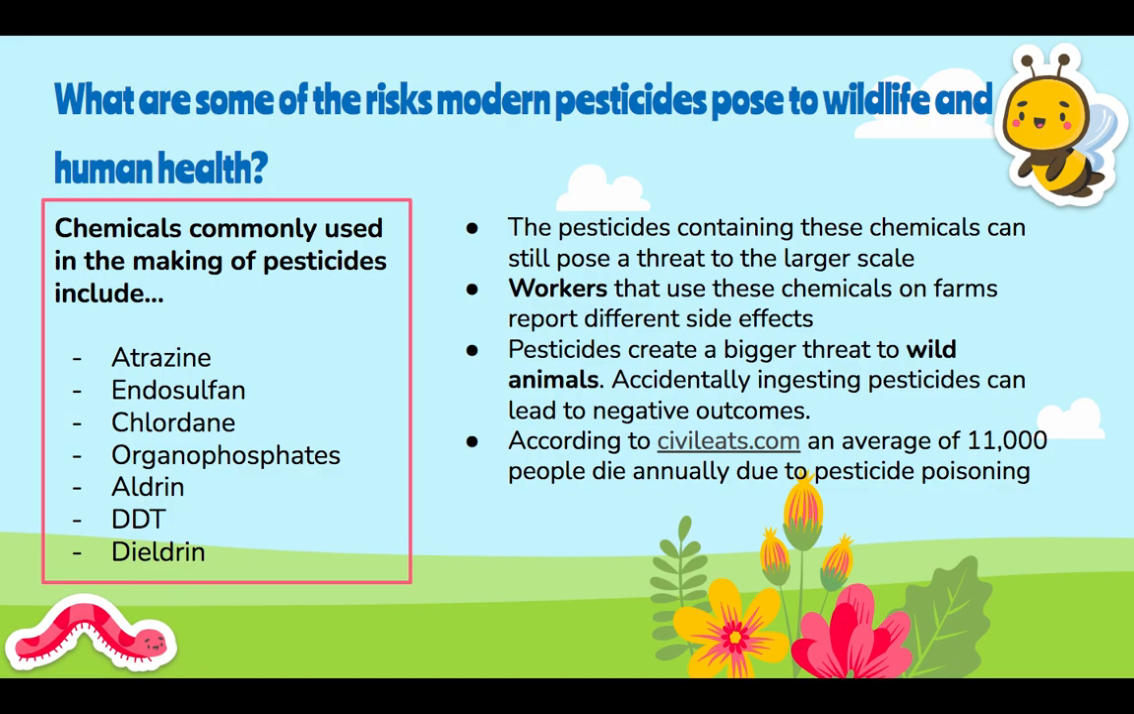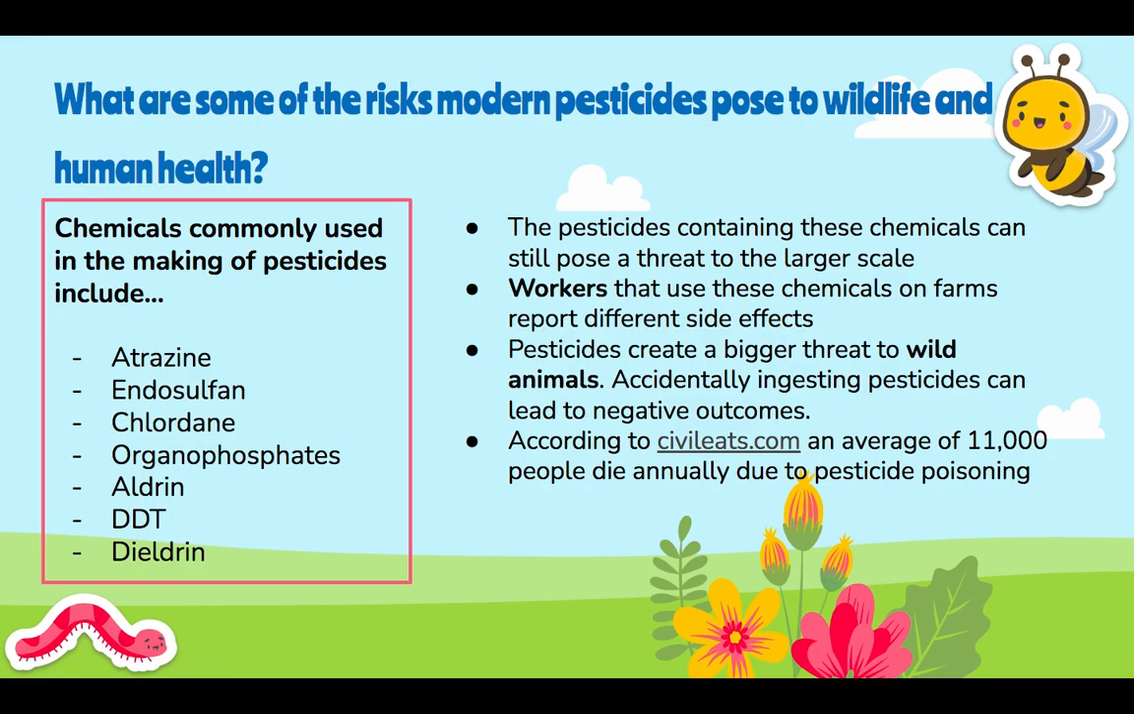What are some of the risks modern pesticides pose to wildlife and human health? These chemicals are created for the purpose of killing insects. The pesticides containing these chemicals can still pose a threat to the larger scale, like humans and animals. Workers that distribute the pesticides can come in contact with these chemicals and are reported to have side effects such as blisters, dizziness, rashes, and burning eyes. More serious effects consist of blindness and even death.